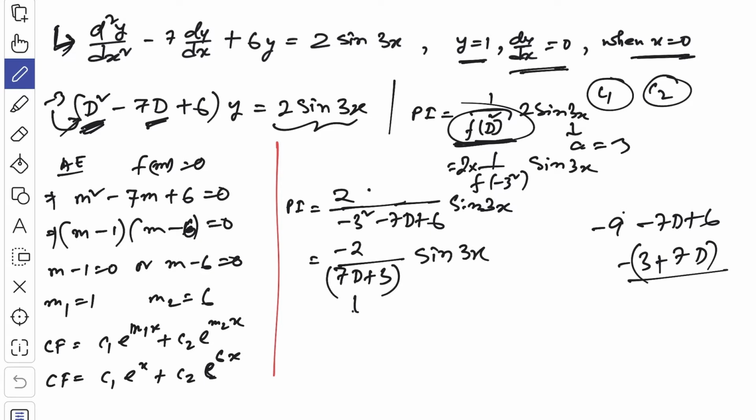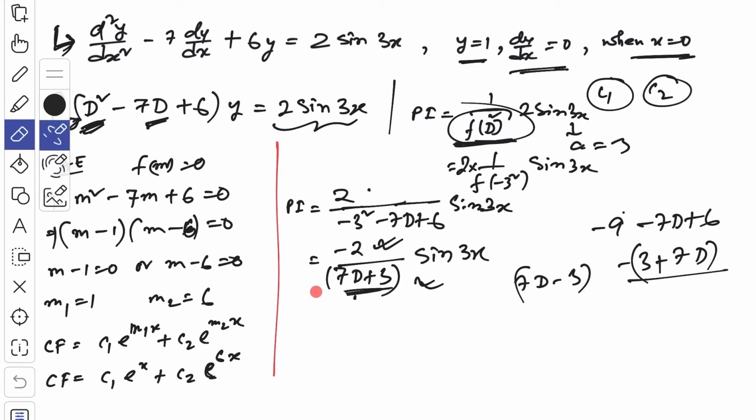So here you see we have got f of d. This is not f of d square. So in order to make it f of d square, as there is 7d plus 3, we are going to multiply both the numerator and denominator by 7d minus 3. So let us do so. Then what we will get? So let me clean this first.